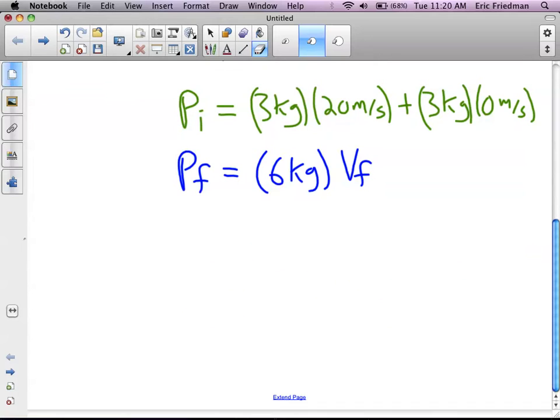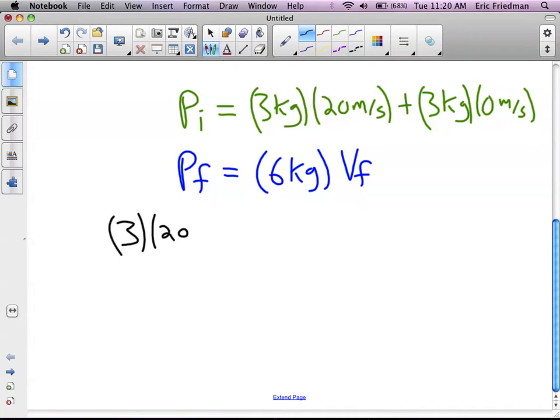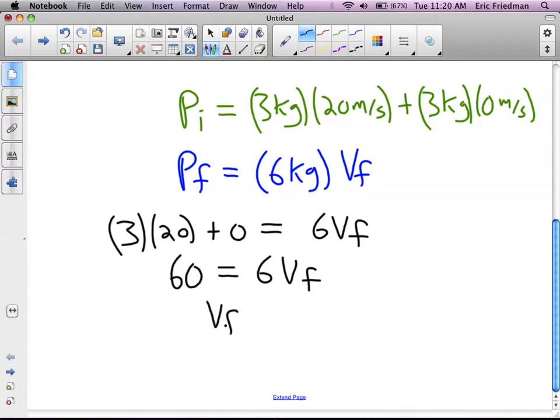What I really want to do is equate those two things together. So we'll just write it out in an equation. And I'm going to just write it out all in one line, and then we just have to solve for Vf. It's actually really easy. What I'm going to do here is drop my units just to make it a little easier to work with, so I don't have to keep track of all the units. I know they're going to work out. So what I'm going to get is 3 times 20 plus 0 equals 6 Vf. Now we just solve this. 60 equals 6 Vf. So Vf is 10 meters per second.